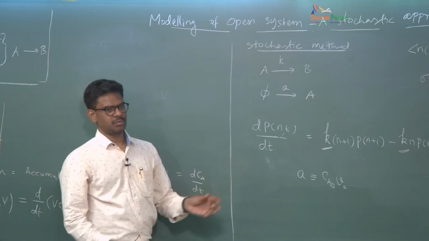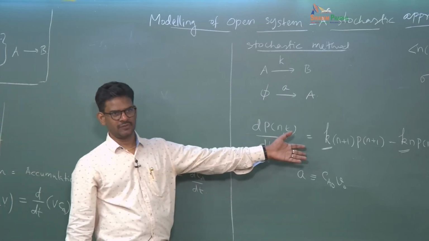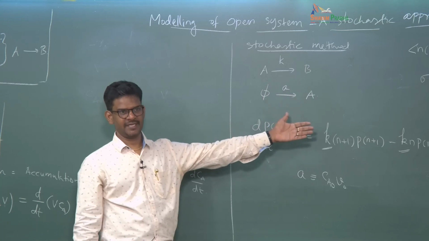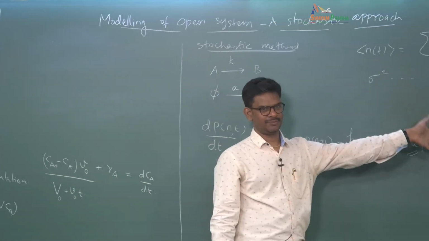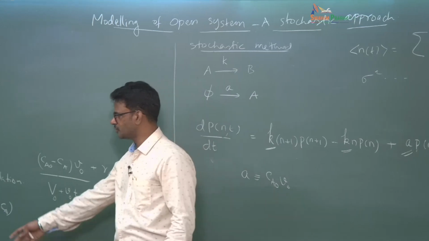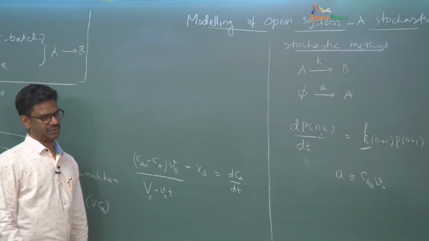This is something you can write a small Python code to numerically solve. Get P of n comma t as a function of time, get the mean and standard deviation and plot it, and then you can see, and compare also with the deterministic approach.